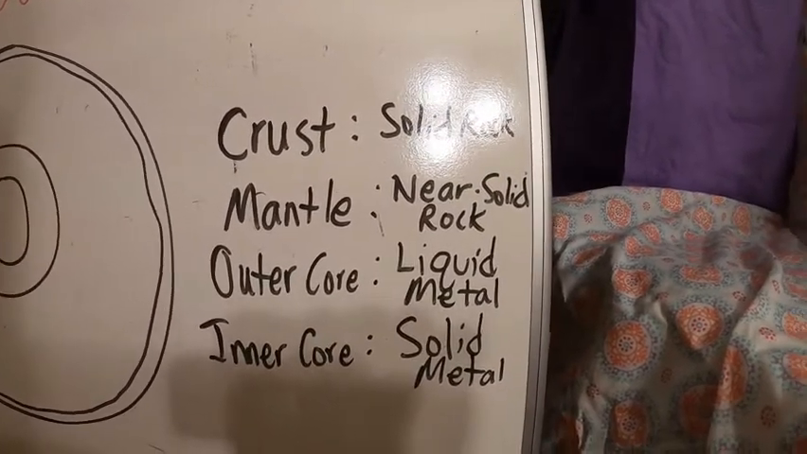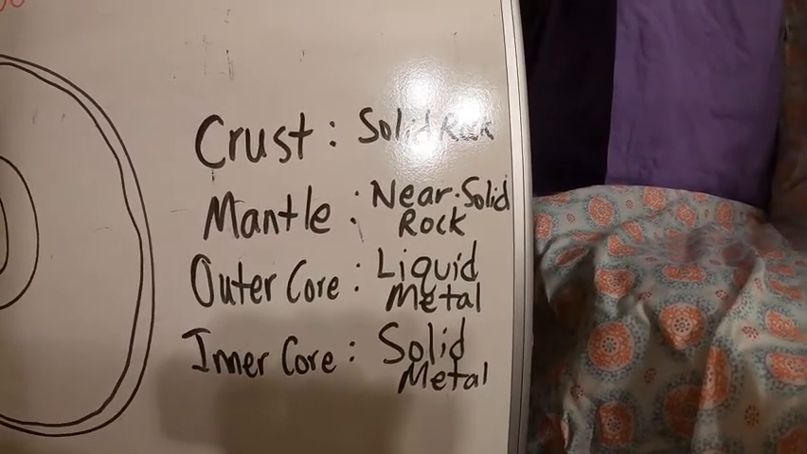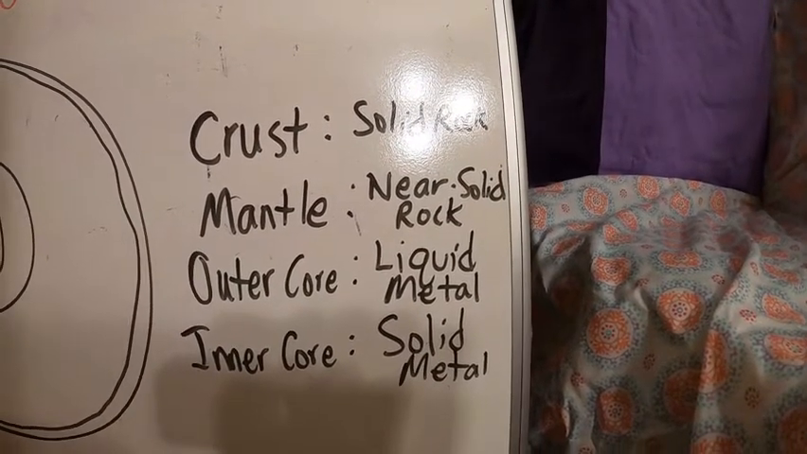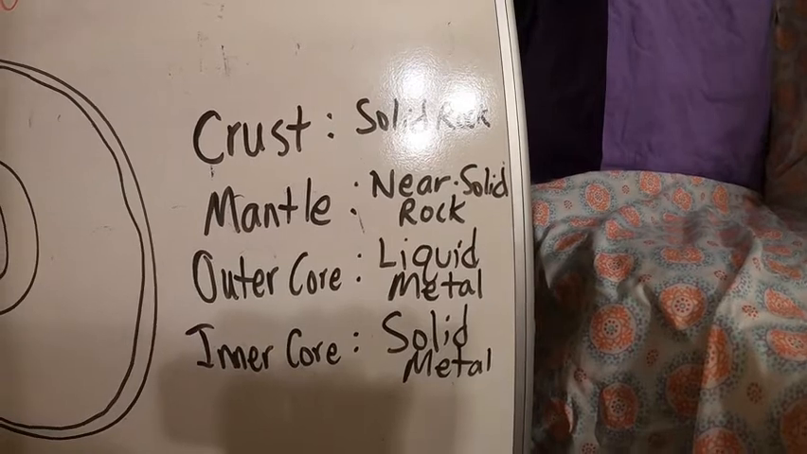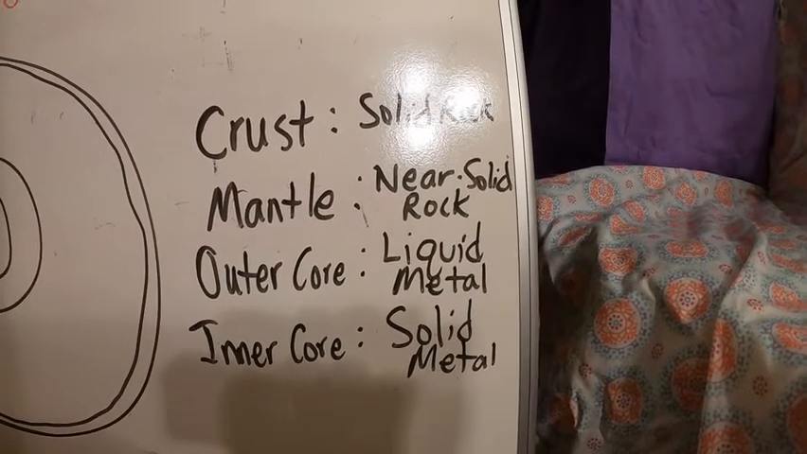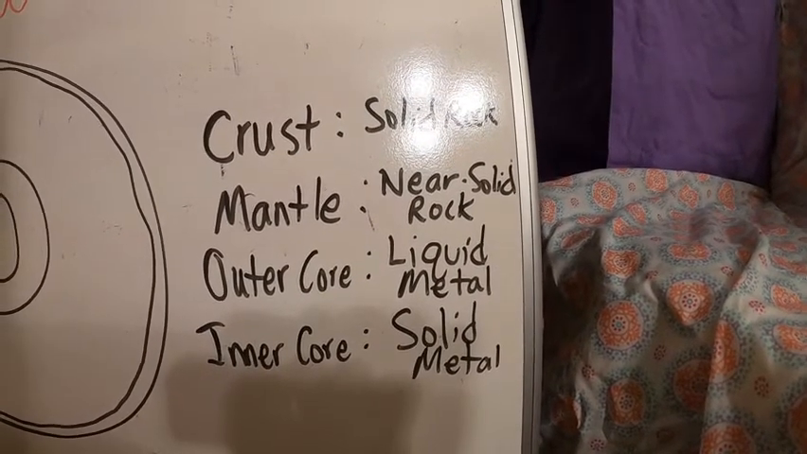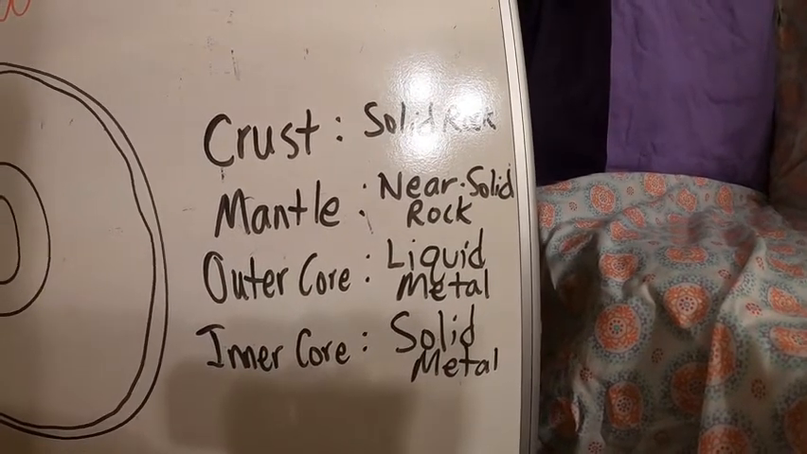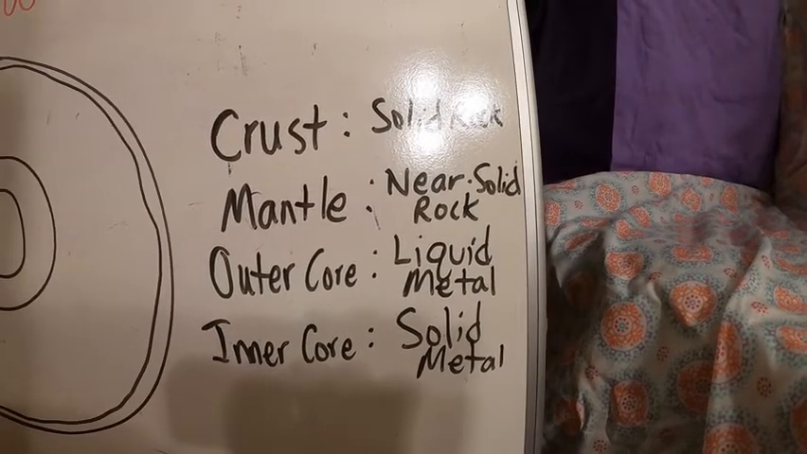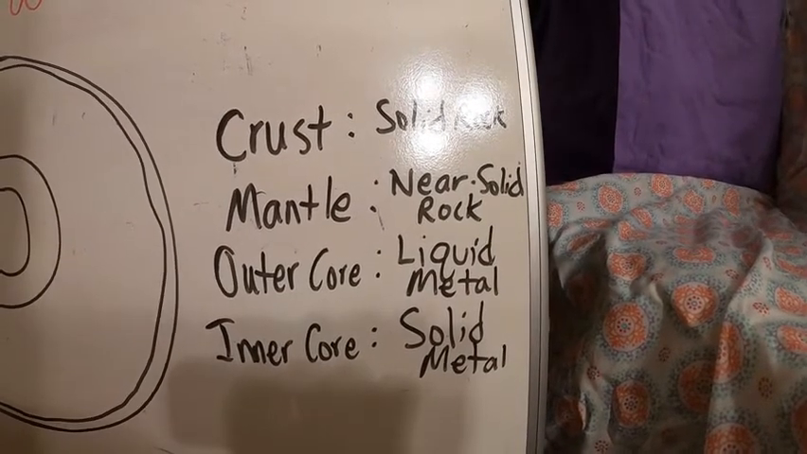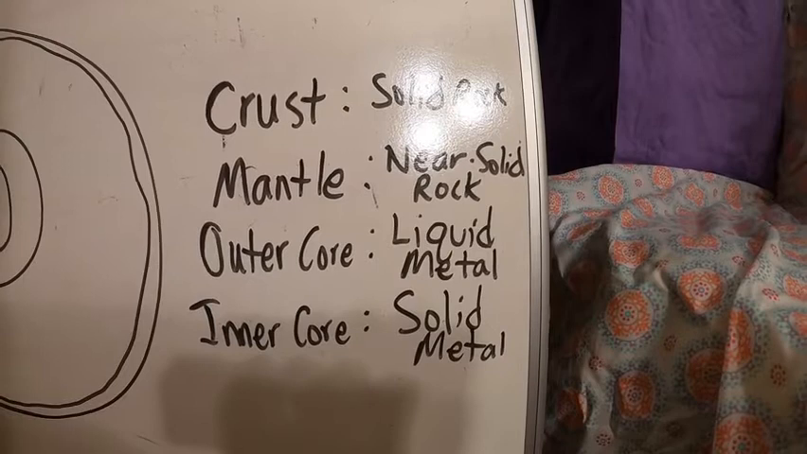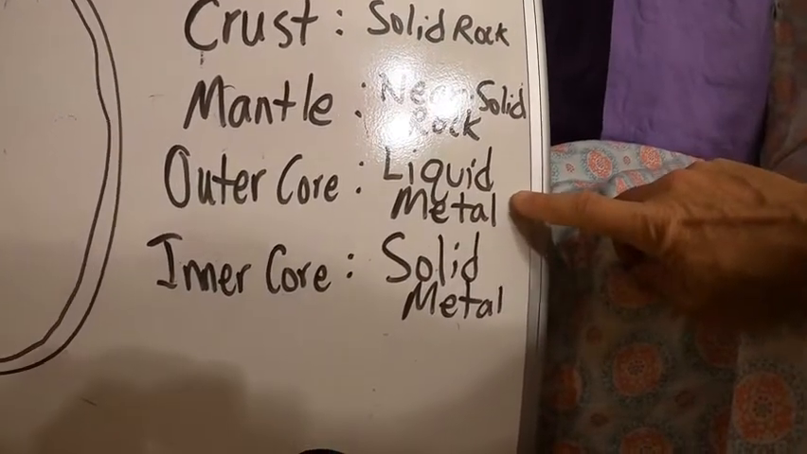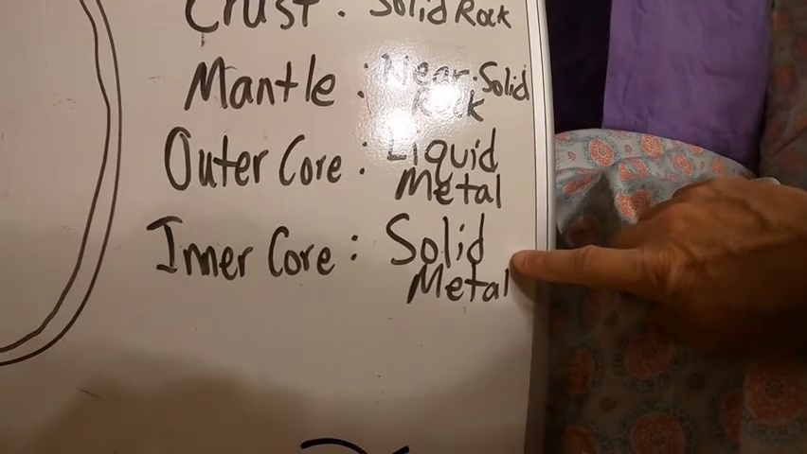The mantle is made of kind of a weird state of matter. It's sometimes described as plastic-like or near solid or near liquid. It is able to move. It's pretty free-flowing, as we've talked about with convection currents, but the molecules are pretty close together. And then we have our two cores. The outer core is liquid metal, and the inner core is solid metal.